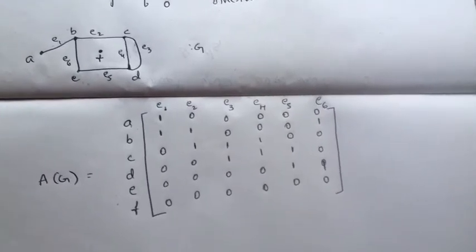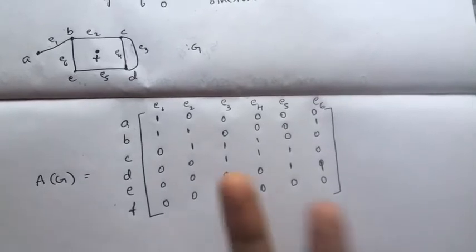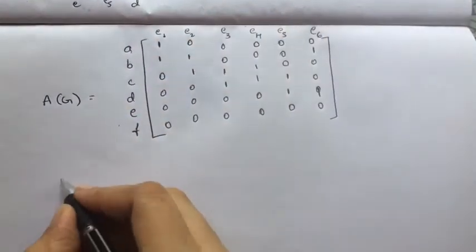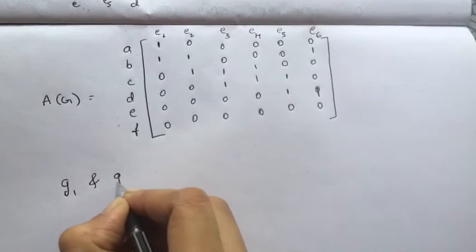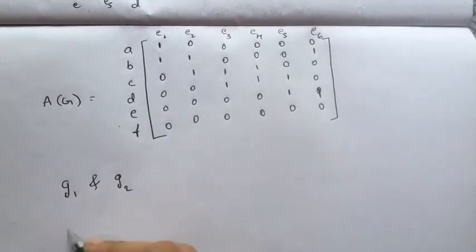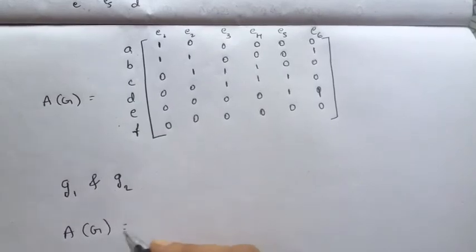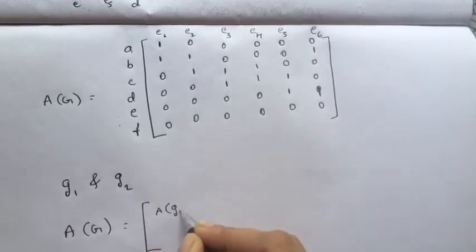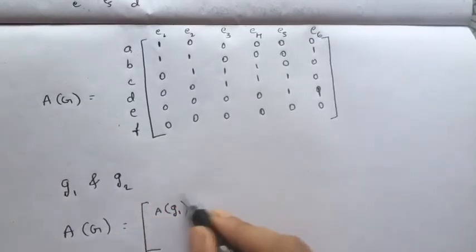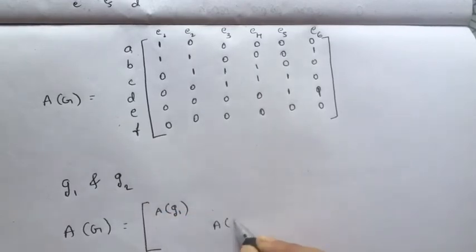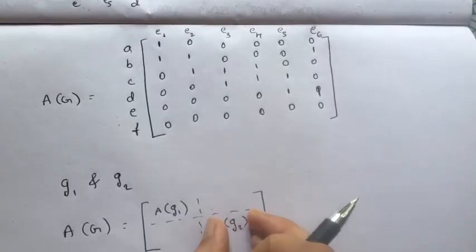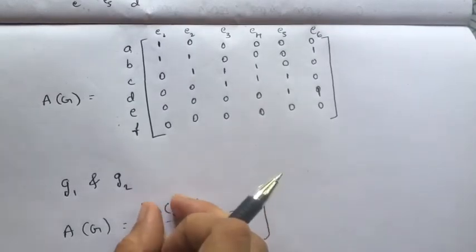If I have a graph with two components, say G1 and G2, then the incidence matrix of this graph, A of G, can be written in block diagonal form, that is A of G1 and A of G2. This block represents component G1 and this block is A of G2.